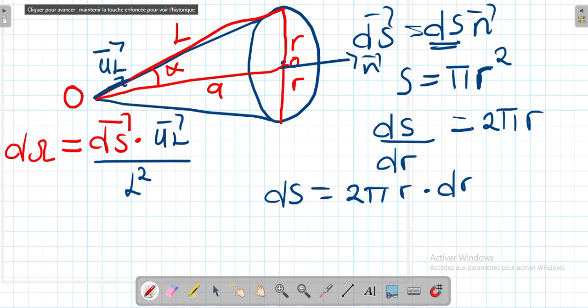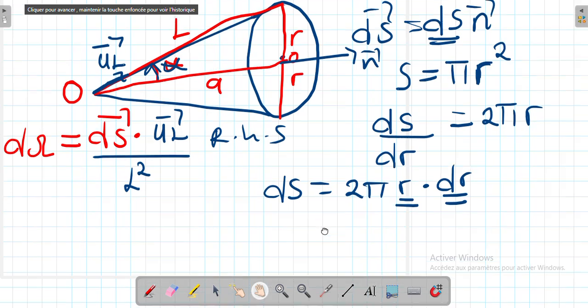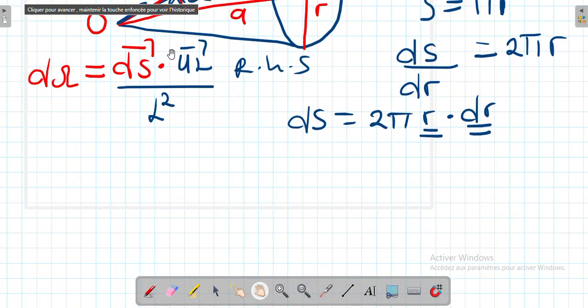Therefore, you've dealt with dS. But in dS, you also have the radius, so you also have dr. So you have to get rid of r and dr. Don't forget, we want to express everything as a function of alpha, because alpha is the angle. So we want to get rid of anything that is not an angle on the right hand side of our equation. So we've broken down dS as a function of r, but we also have to break down r and dr finally as a function of alpha.